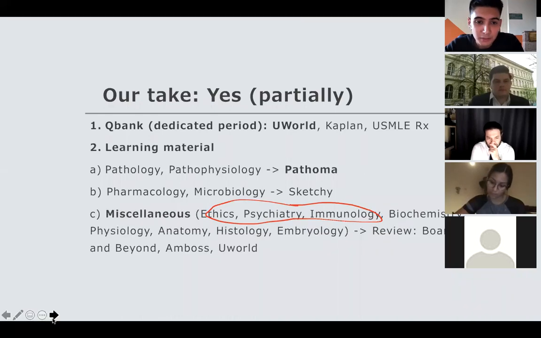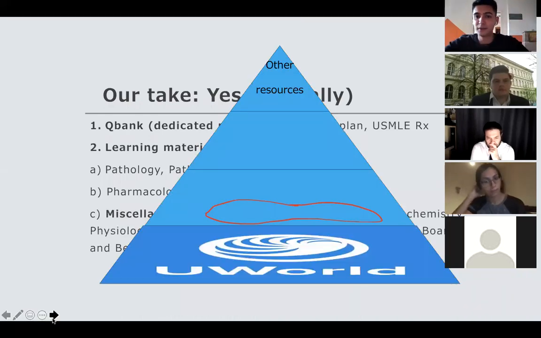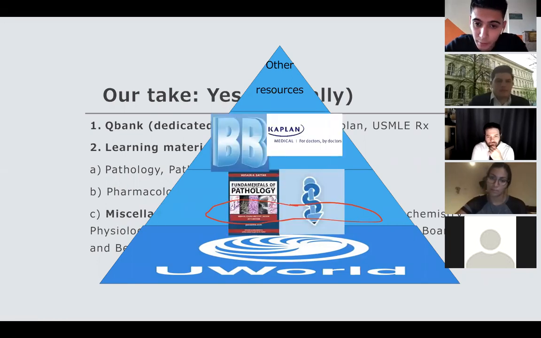And if you put it into a concrete pyramid, to make it more comprehensible, UWorld or any question bank for that matter just has questions in your repertoire, and then Pathoma, Sketchy. And the more you go towards the top of the pyramid, the less important the resources are going to be. So here we have Boards and Beyond, but I would tend to almost put it here, and some other resources.